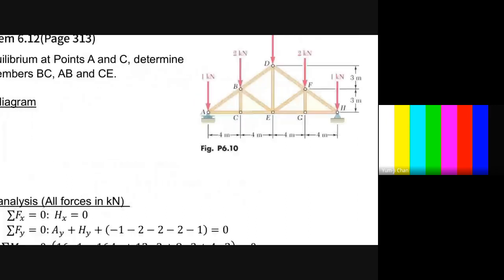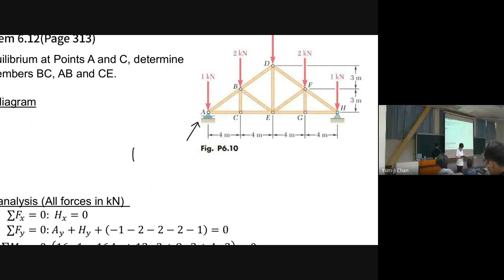So what kind of support do we have on the left at point A? What's the name of this type of support? Roller support. Good. And what kind of support do we have here? Pin.